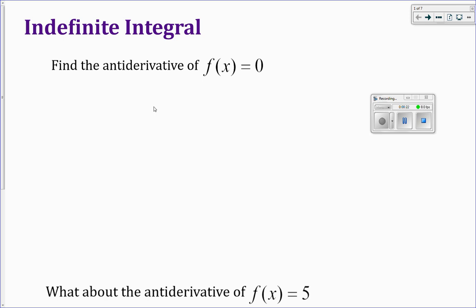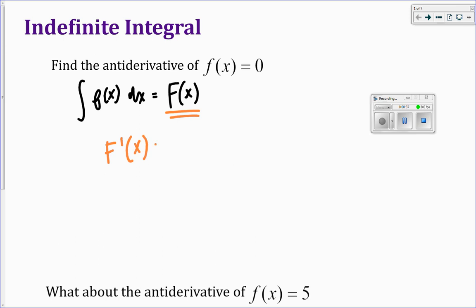So first I want to say the integral of f of x would be the antiderivative, and this is equal to some new function, specifically because this is an antiderivative. If I take the derivative of that thing, I'm going to get what I have. So the question is, what function has a derivative of 0?